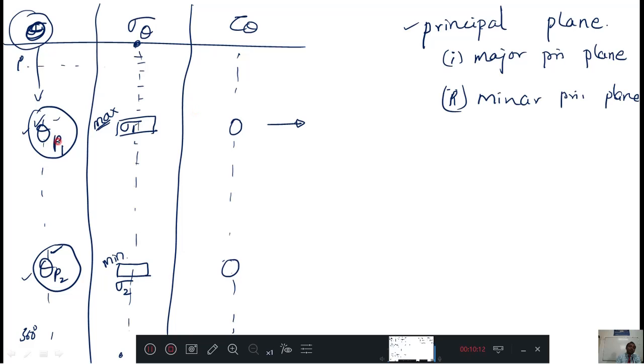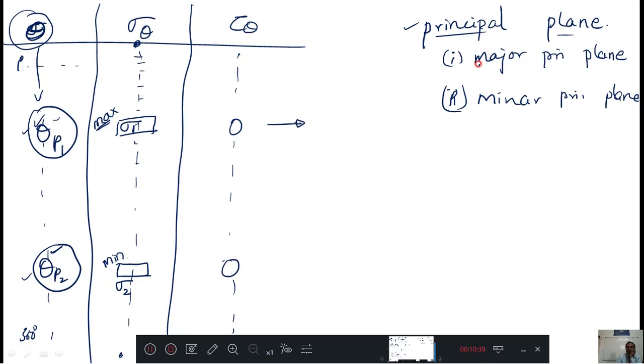Principal planes are the planes on which normal stresses are maximum or minimum but shear stresses are zero. They are called principal planes. Very easy. You can pause it and note down the definition. Principal planes are the planes on which normal stresses are maximum or minimum and shear stresses are zero.